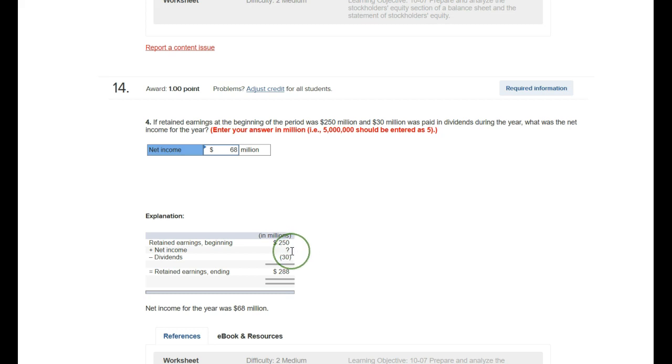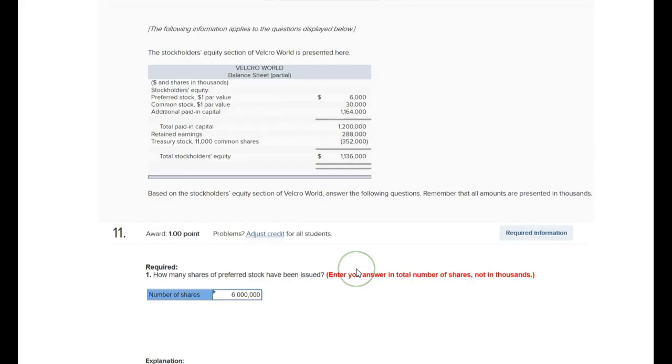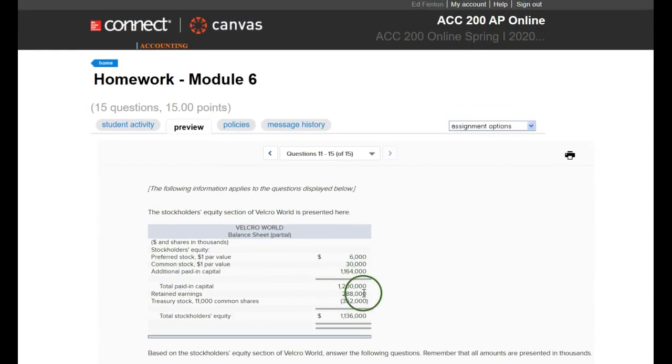We usually add net income. We're not given this now. We're being asked what this number is. We would take away dividends they gave us, and we get the ending retained earnings, the 288, up here, right here, 288.